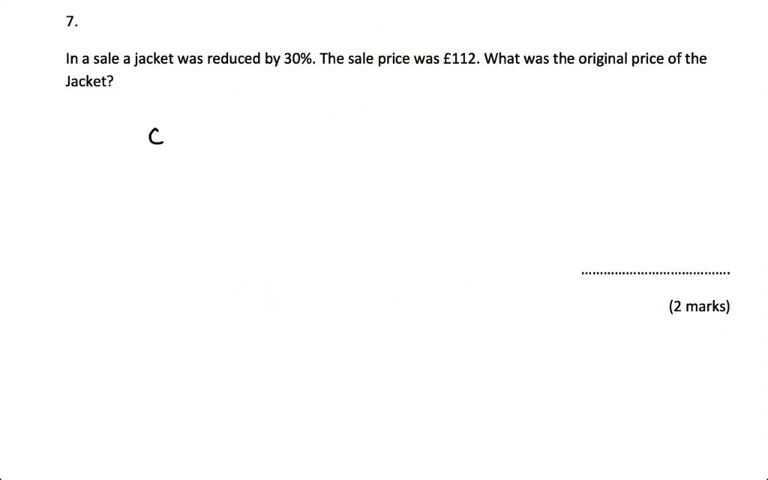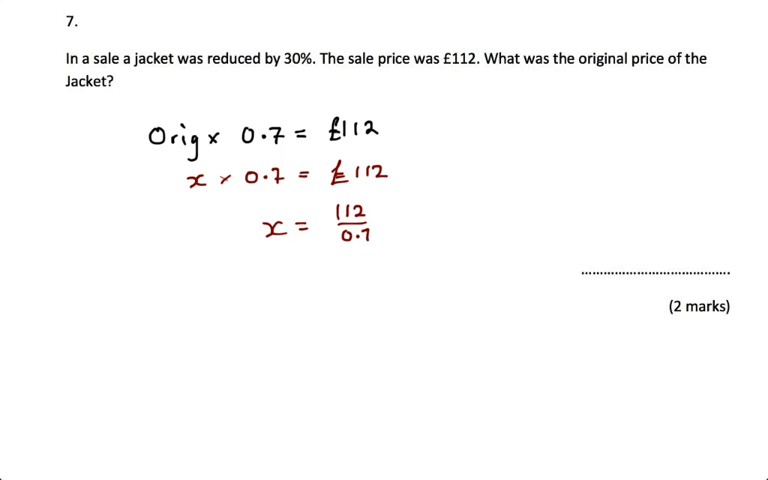Okay, next question. So in this sale, a jacket was reduced by 30%. The sale price was £112. So that means we've done the original price of the jacket times by 0.7, because we have reduced it by 30%, and that gave us an answer of 112. So we could write this as an equation with x if we wanted, and then to find x we would divide both sides by 0.7. Okay, this gives you an answer of 160.